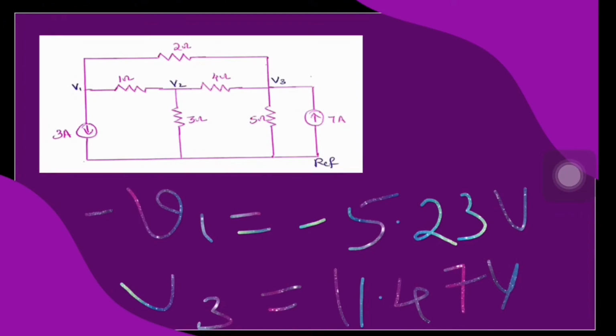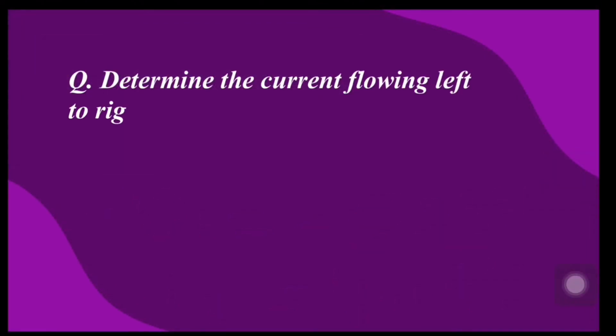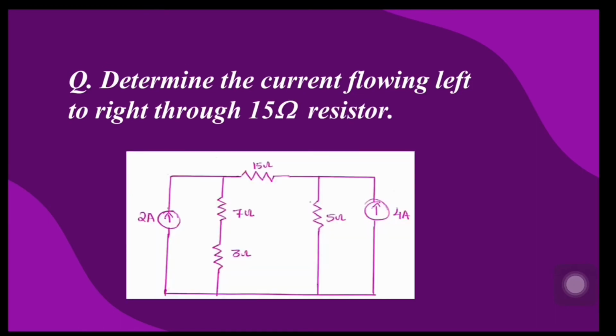Alright, that's all about this problem. Let us now solve one more problem based on nodal analysis. Determine the current flowing left to right through the 15 ohm resistor. You can see the network here. Let us first analyze this network.